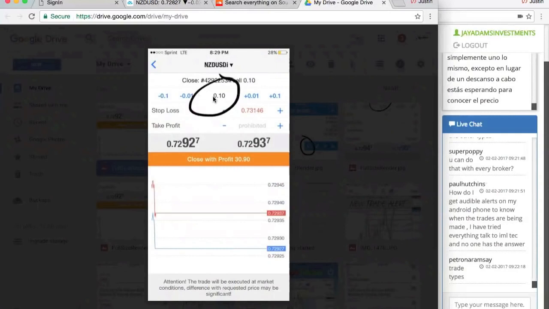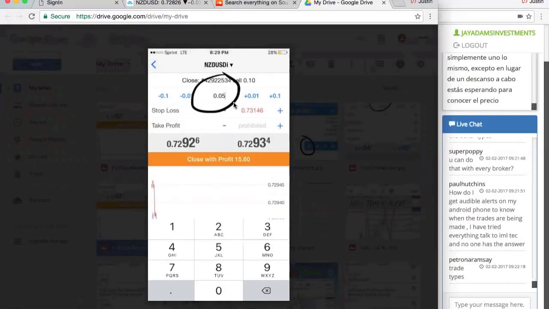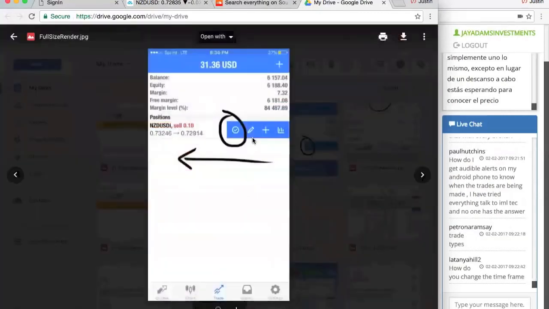But here, your whole position is 0.10. Now taking partial profit is you can take partial of the position and close with profit right here. So all you do is you type in on your phone, instead of 0.10, type in something lower than the position size. So in this scenario, you type in a 0.05. Notice here it says close with profit of $15.60. So that means you close 0.05 of your position, and 0.05 will still be in the trade. Instead of this saying 0.10, it would say 0.05.